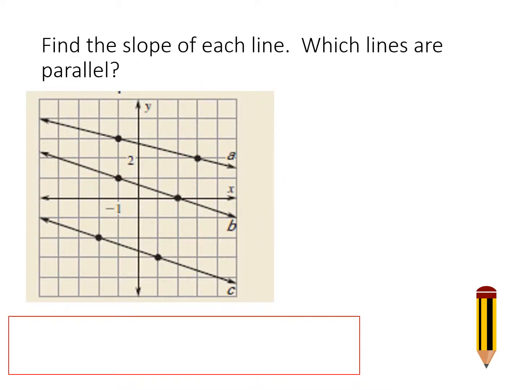Alrighty, find the slope of each line and then figure out which lines are parallel. So we've been given a graph, so we're going to use rise over run. I always work left to right. So from the left point on line A, I'll do it in red, my slope, I'm going to go down 1, so that's a negative 1 for my rise, and then to the right, 1, 2, 3, 4.